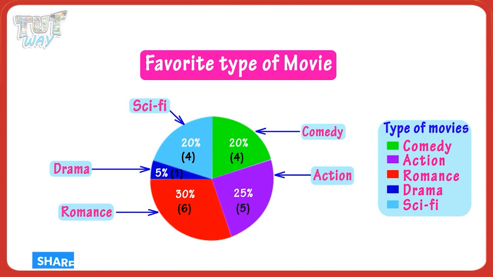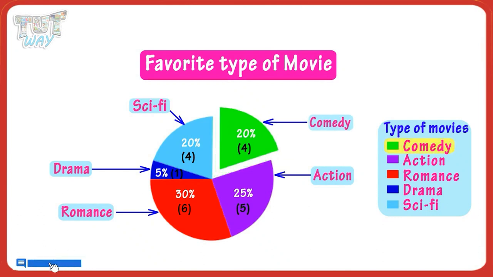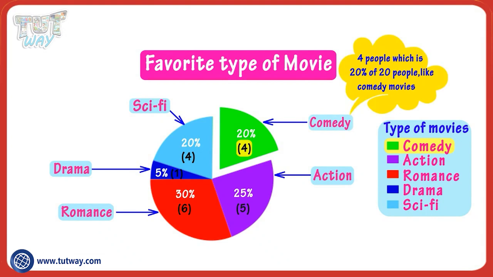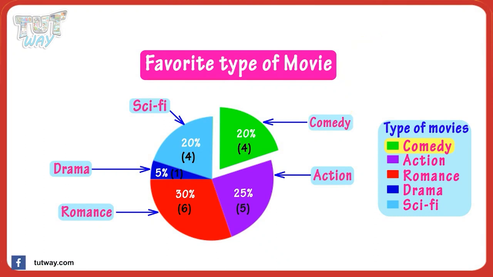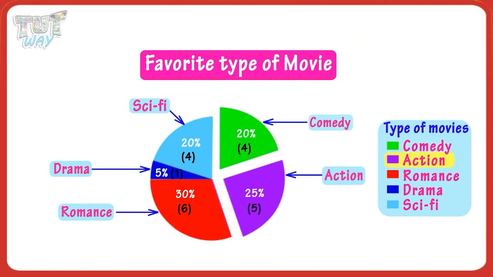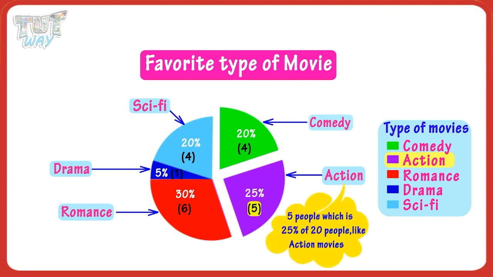As labels on the graph tell, green portion represents the fraction of people out of 20 people that like comedy movies. Label also says 4 people, which is 20% of 20 people, like comedy movies. Now labels on the graph tell purple portion represents the fraction of people that like action movies. Label also says 5 people, which is 25% of 20 people, like action movies.